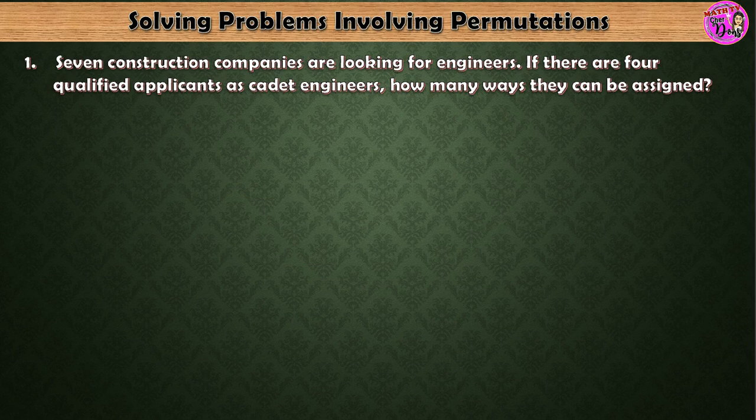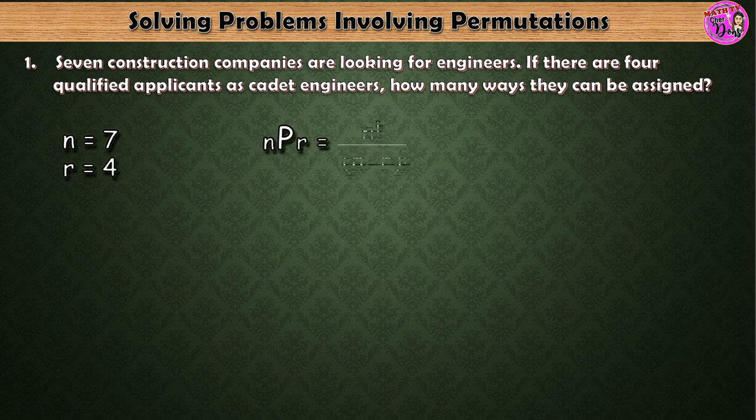Let's have question number 1. 7 construction companies are looking for engineers. If there are 4 qualified applicants as cadet engineers, how many ways can they be assigned? The value of n is 7 and the value of r is 4.